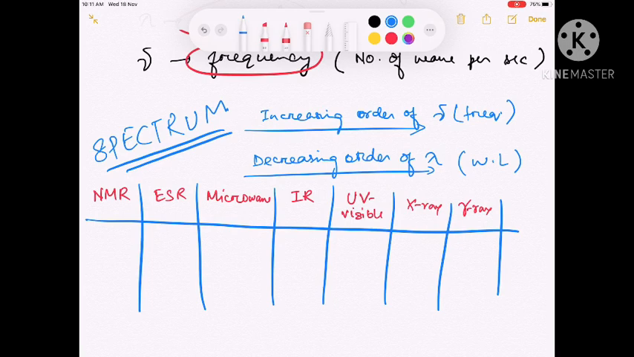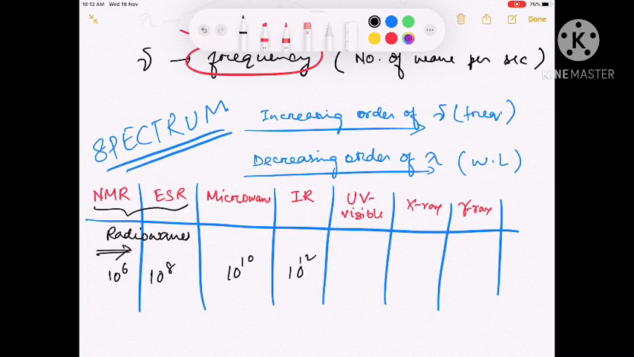Now this NMR and ESR belong to radio frequency, means radio waves. These radio waves have the least frequency, whereas gamma rays have the highest frequency. So the order is like this. Let me give you the values. For frequency, it will be 10 to the power 6, 10 to the power 8, then 10, 12, 14, 16, up to 10 to the power 18. These are the values of frequency.